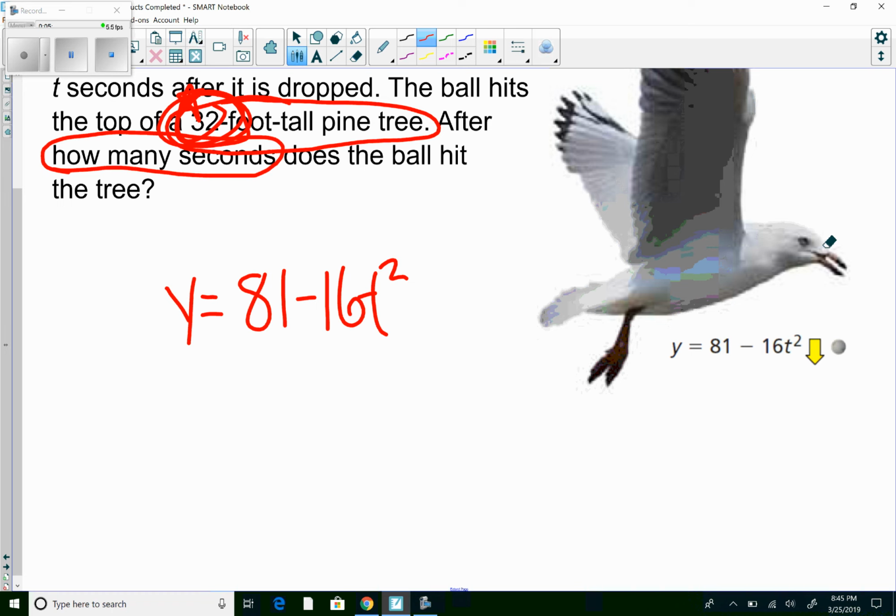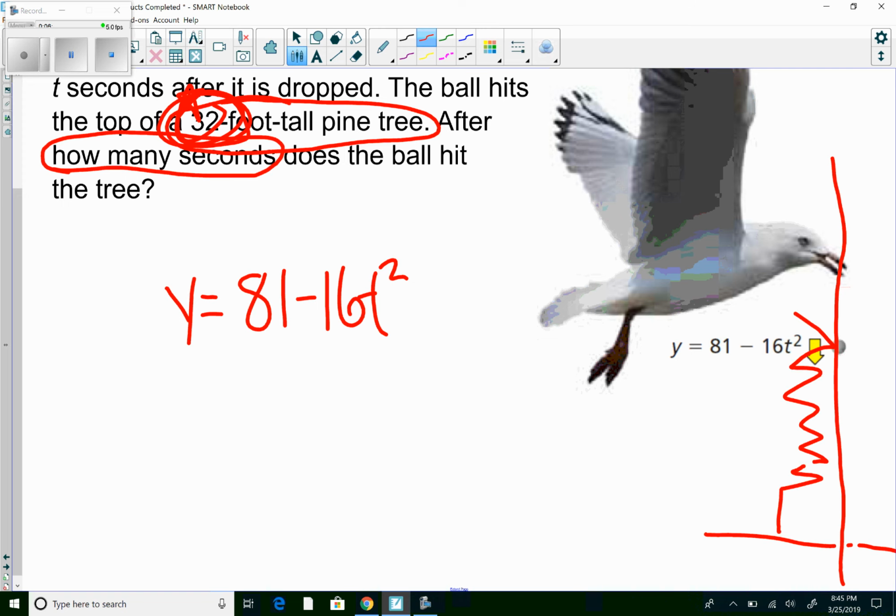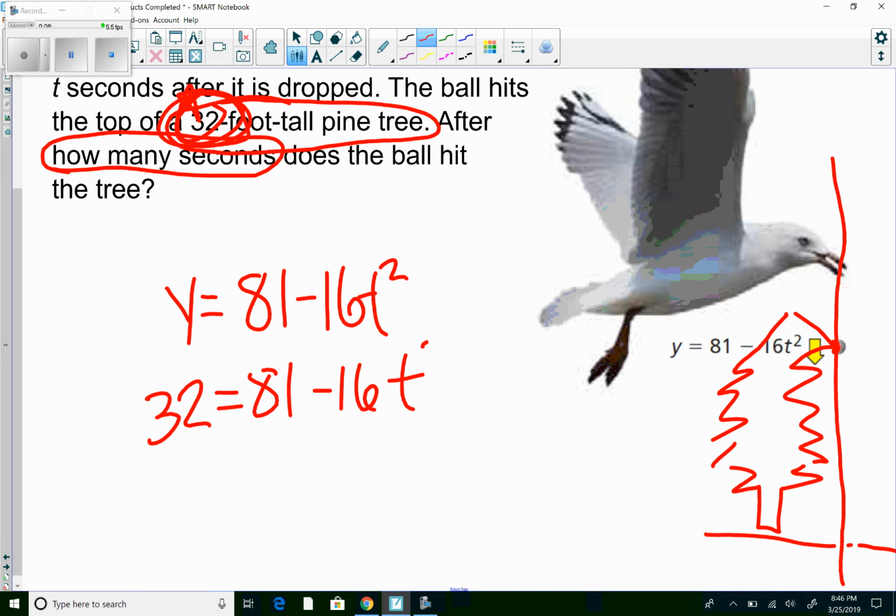Now, you guys, if we think of this as being the y-axis, we wanted to hit this tree. That's my attempt at it. I know it's an evergreen, but let's just roll with it. Basically, this is the y-axis. We want to find this point right here. So how many seconds? 32 feet equals 81 minus 16t squared.